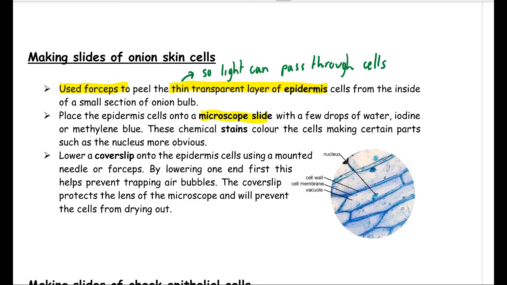You place it onto the microscope slide, which is the long rectangular part. You add iodine, and the chemical stains the colour, making certain parts such as the nucleus more obvious. And then you cover with a cover slip. And you just have to make sure that if you lower one end first, it helps prevent trapping air bubbles.